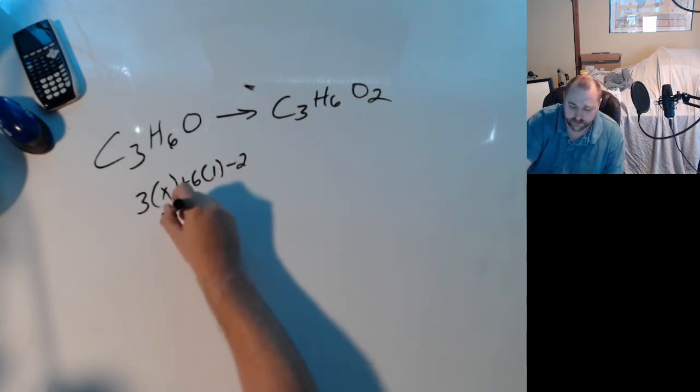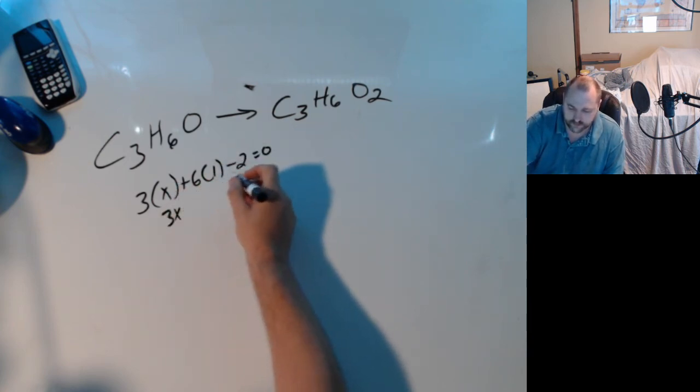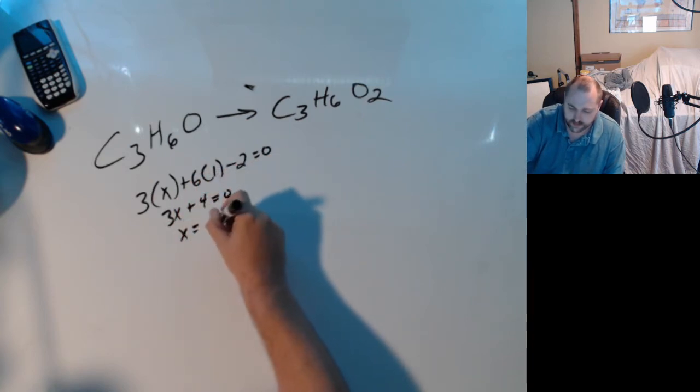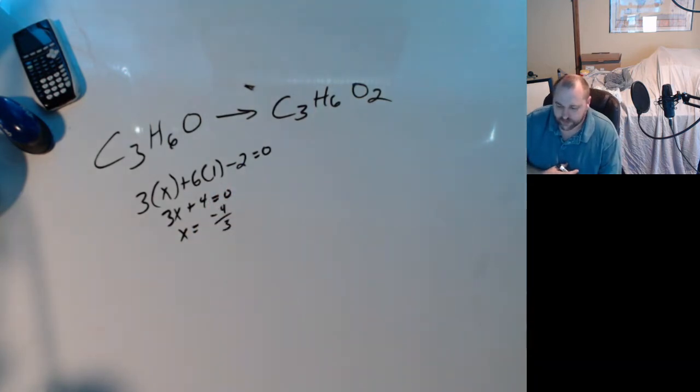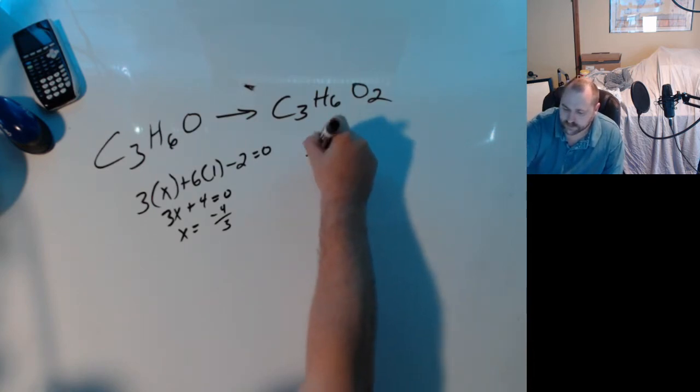And this is equal to 0. So 3x plus 4 equal to 0. And x then is negative 4/3. And then I did this one.